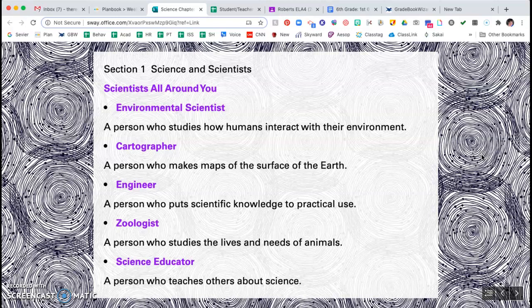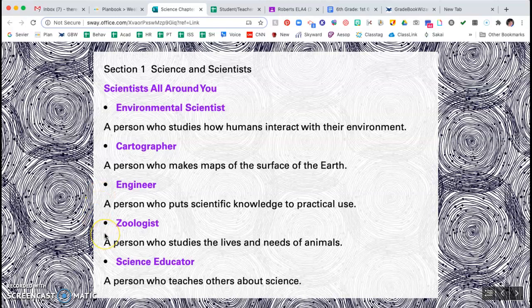So here's just a handful. We have environmental scientists. They're scientists who study the environment. So they study how humans interact with their environment. We have cartographers. These are people who make maps of the surface of the earth. And then there are all types of engineers. An engineer is someone who takes that scientific knowledge that has been discovered and actually puts it to practical use. So they apply those skills.